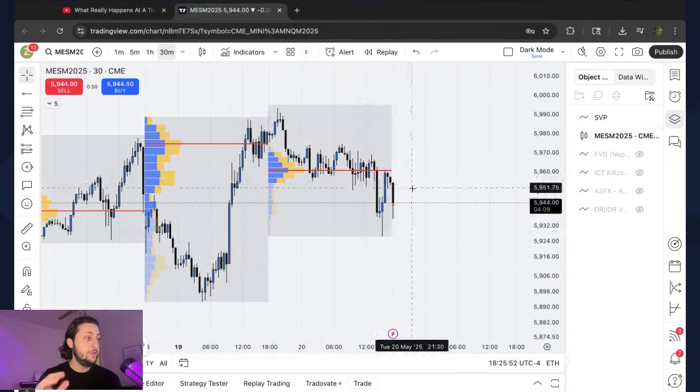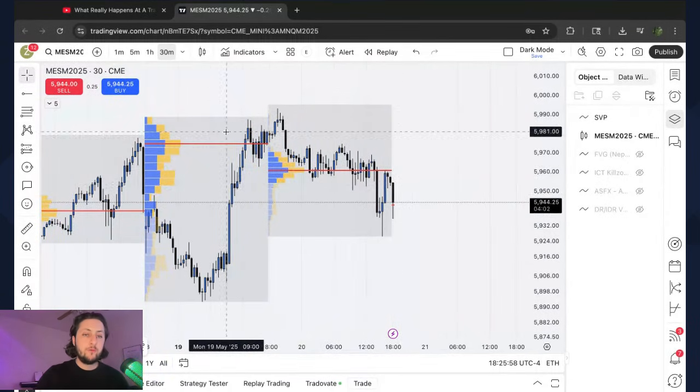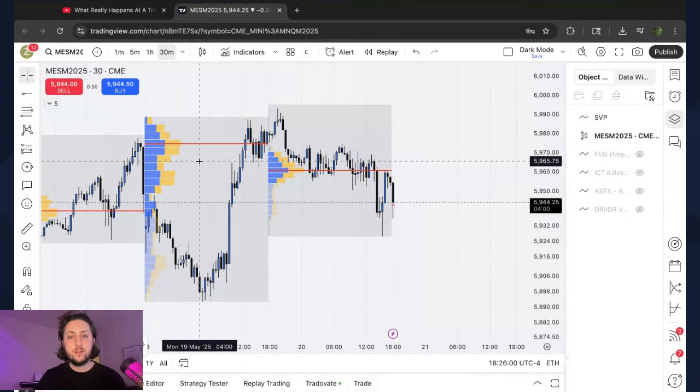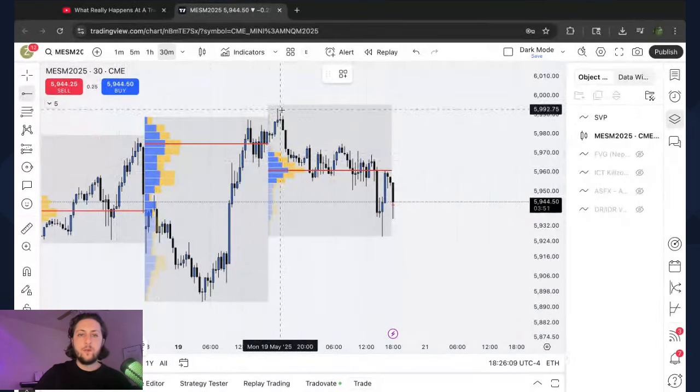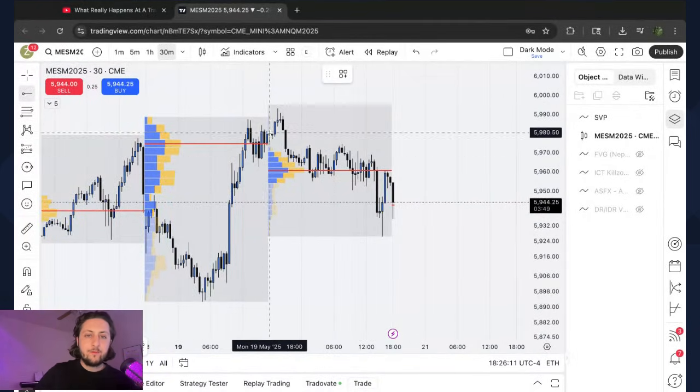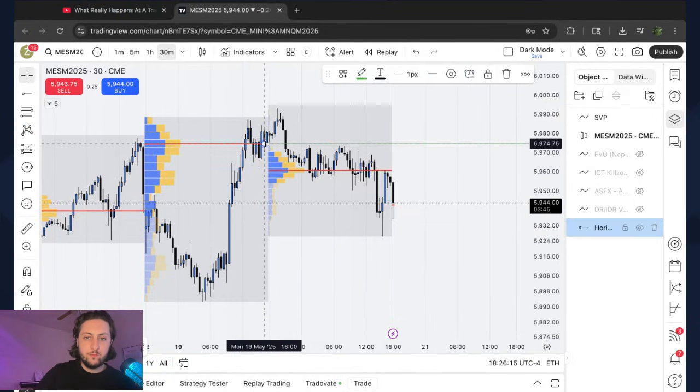Now, there are people who use the developing profile for their own system and strategy. That's not the way we do it. I like to use the previous day's levels because they are static. The point of control stays where it is. Value area high stays where it is. Value area low stays where it is. So we are going to plot the previous day's point of control, which is right here, this red line. The red line is the point of control.